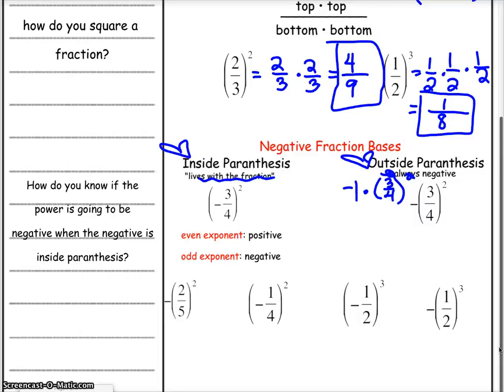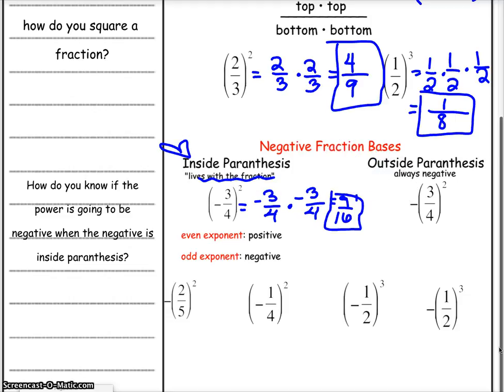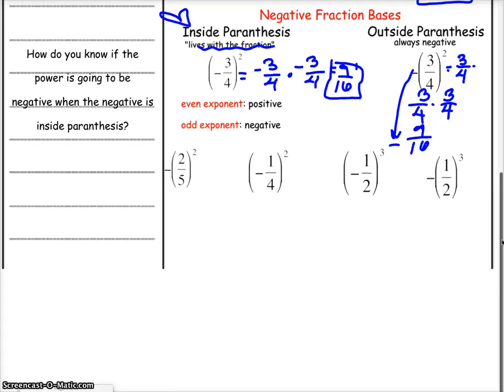You're going to go 3/4 squared, make it negative. Here, I'm going -3/4 times -3/4, which is a positive 9/16. I'm going to erase this quick. So a -3/4 squared means I do 3/4 squared, 3/4 times 3/4. I'm going to do it down here, which is 9/16, and then I make it negative. So if it's inside, it travels with it. If it's outside, you keep it negative. You evaluate, make it negative.